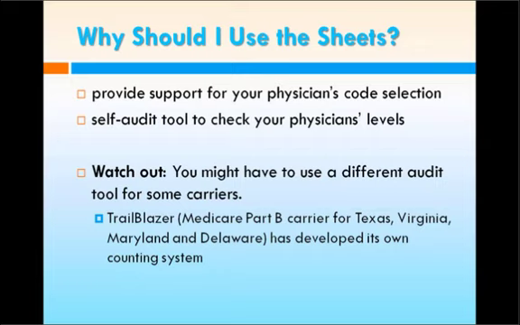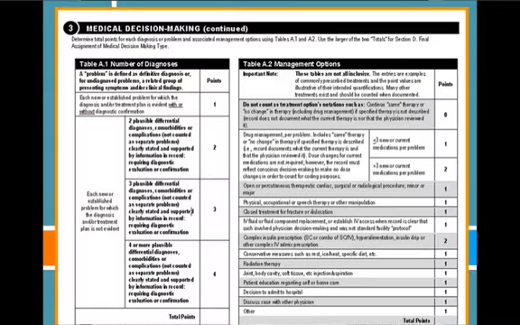It's a really good safety tool. Watch out. You might have to use a different audit tool for some carriers. For instance, Trailblazer, which is the Medicare Part B contractor for Texas, Virginia, Maryland, and Delaware, has developed its own counting system. And you can get that from trailblazerhealth.com if you do need to have that.